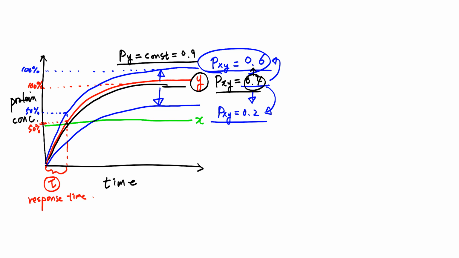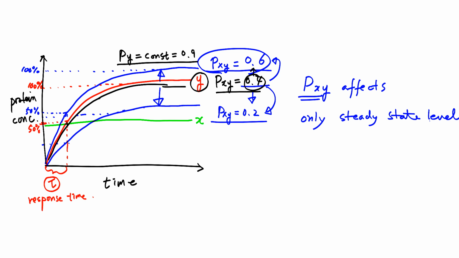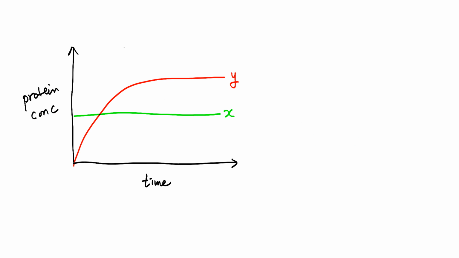How about this one? Again, we have here 100%, and the 50% is around here, and the response time does not change. So we see that P sub xy affects only the steady state level and not the response time. Now let us fix the P sub xy value to 0.4 and let us decrease the degradation parameter P sub y from 0.9 to 0.8.